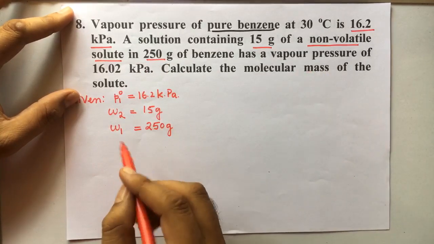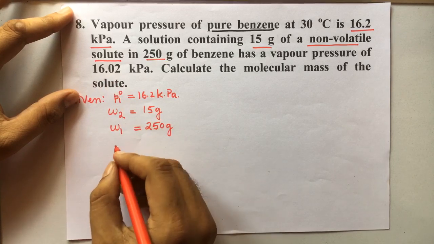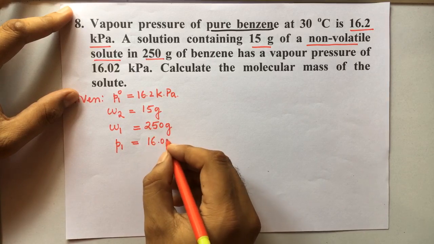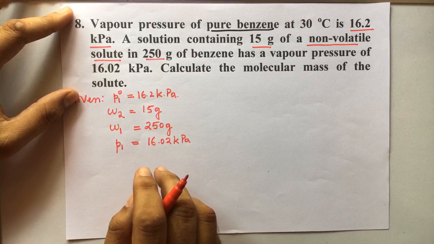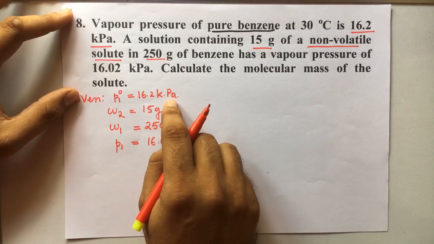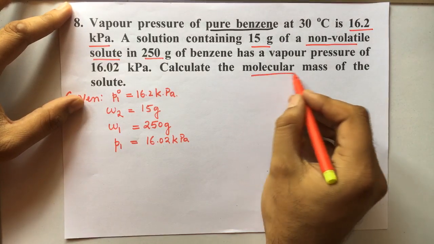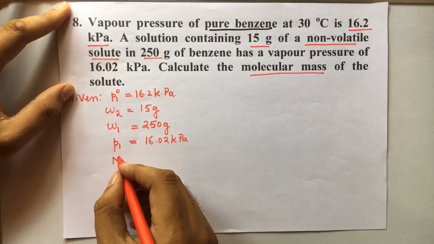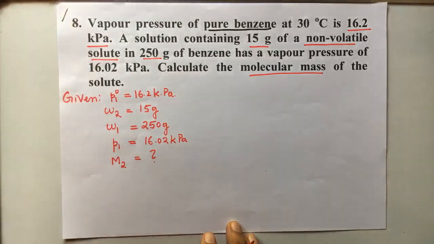Has a vapor pressure of 16.02. So what is this? They have given P1. It is 16.02 kilopascal. You can see that by adding a non-volatile solute, the vapor pressure of the solution has decreased with respect to the pure solvent. Calculate the molecular mass of the solute. Let us calculate the molar mass. M2 is the question mark.